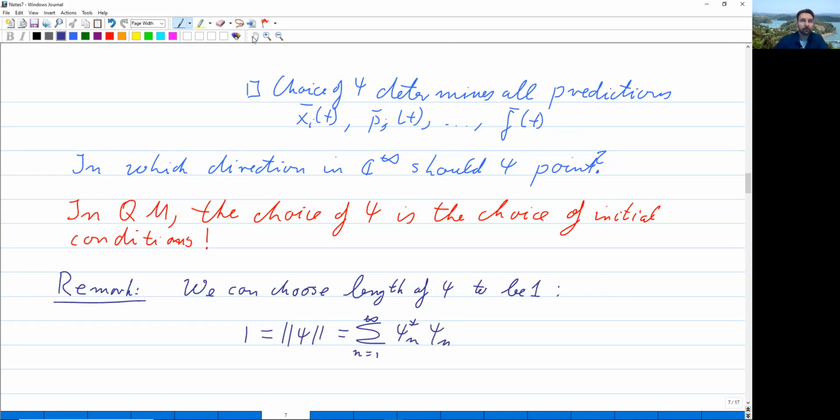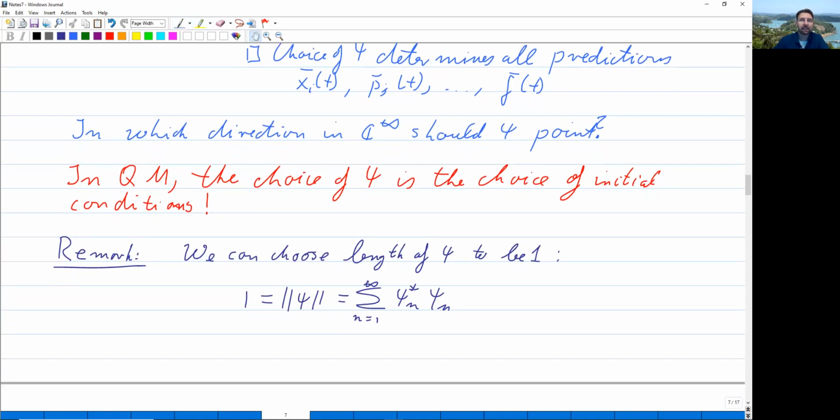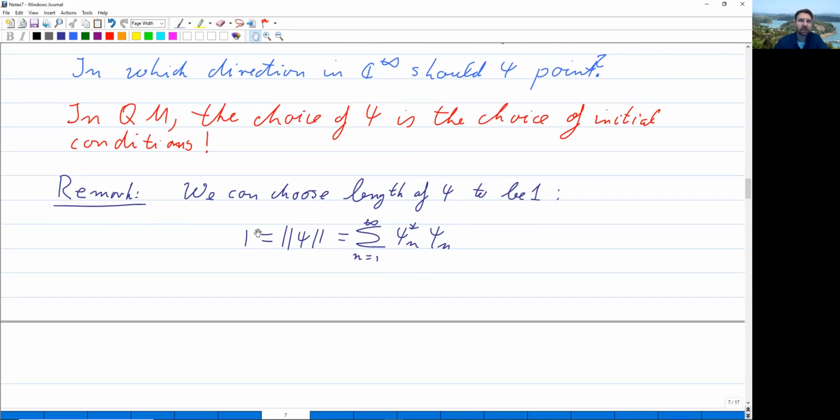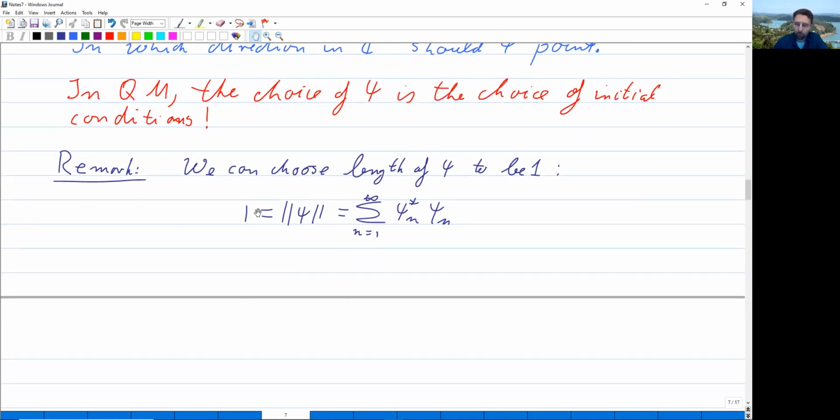We can choose this, which is to say that as far as the initial conditions are concerned, only the direction in which this vector points in this infinite dimensional complex vector space matters. The length of the vector doesn't matter. And that's because, well, we could also choose these vectors to all have length 27. We could absorb that 27 in units elsewhere in the calculations. So without restricting generality, we can and we will always choose our initial condition vectors, psi, to be of length 1.